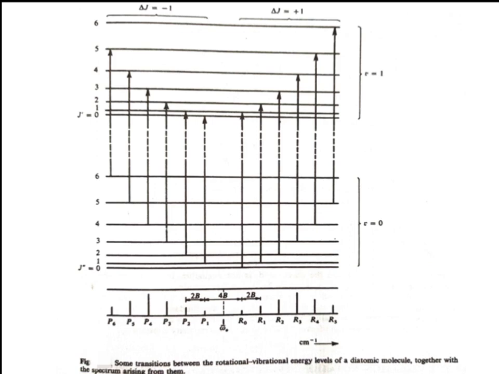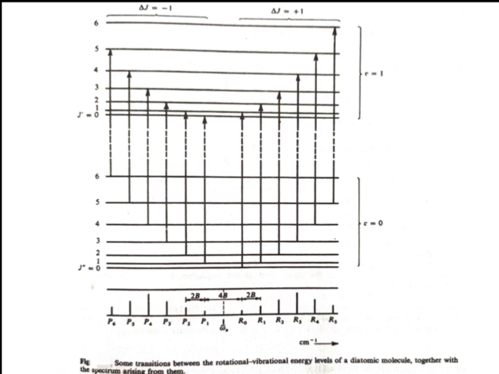So this figure shows some transitions between the rotational-vibrational energy levels of a diatomic molecule together with the spectrum arising from them. We have taken only 2 energy levels of a vibrating molecule, V equal to 0 and V equal to 1. But inside that there are a number of rotational energy levels placed, and the ground state levels are J double prime and the excited states are J prime.